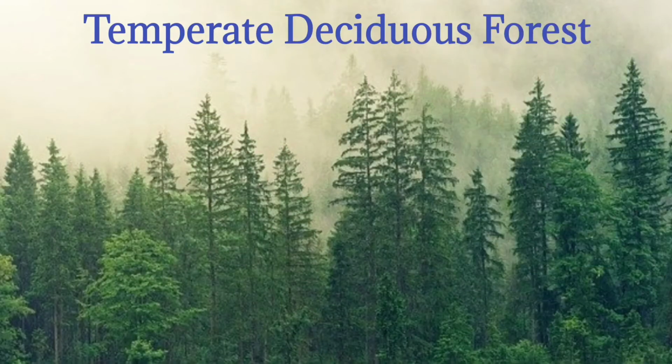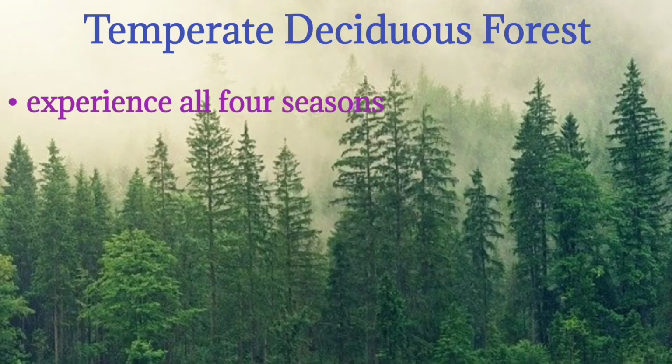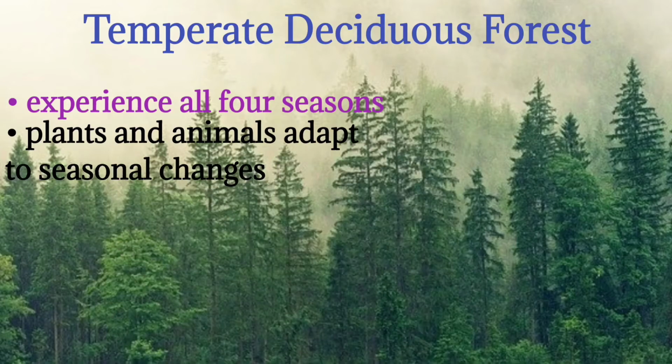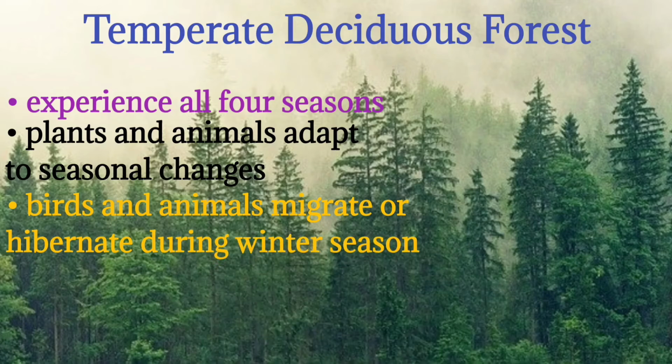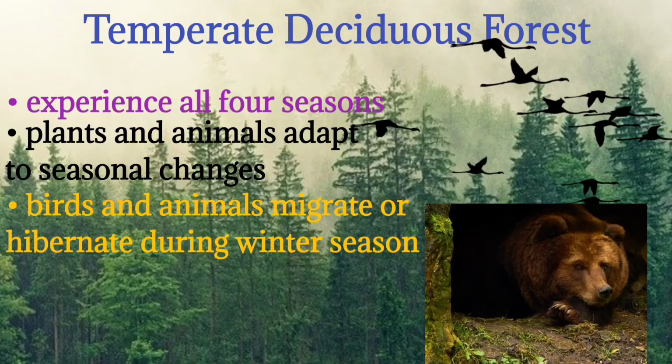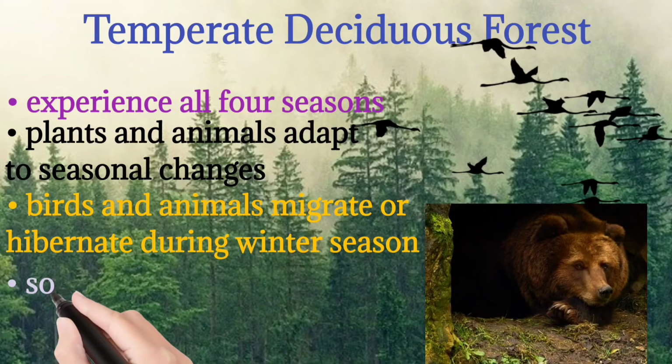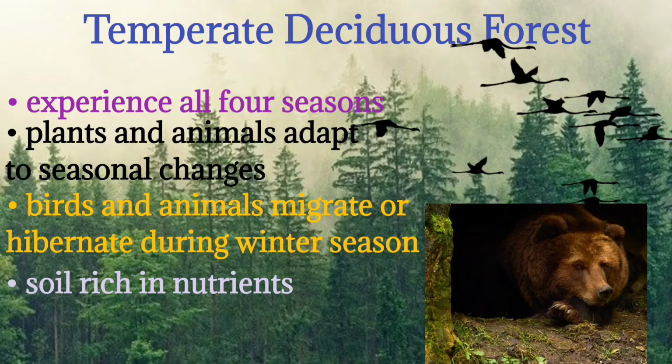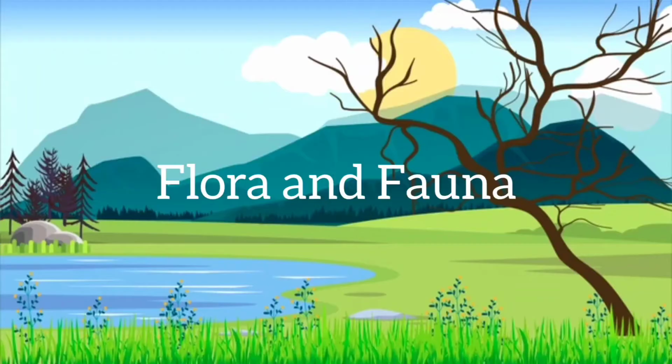The temperate deciduous forest experiences all four seasons, that is summer, winter, autumn and spring. Plants and animals have to adapt to the seasonal changes that take place in the non-living things around them. Many birds and animals living in this ecosystem migrate or hibernate during the winter season. The soil is rich in nutrients as the trees are spaced far out as compared to the tropical rainforest ecosystem.